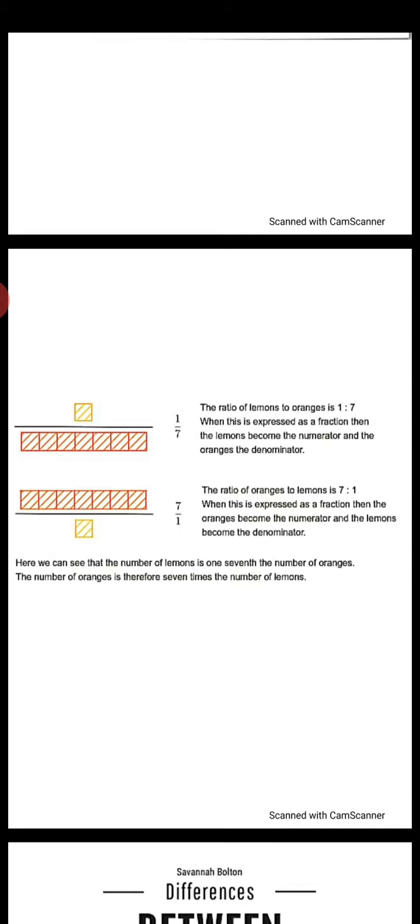So reversely, we can see the ratio of oranges to lemon. We can write it as 7 colon 1. When this is expressed as a fraction, then the oranges become the numerator and the lemons become the denominator. So as a fraction, we can represent it like 7 over 1. And as for the image, we can see there are 7 oranges sitting above the fraction bar and 1 lemon sitting below the fraction bar.